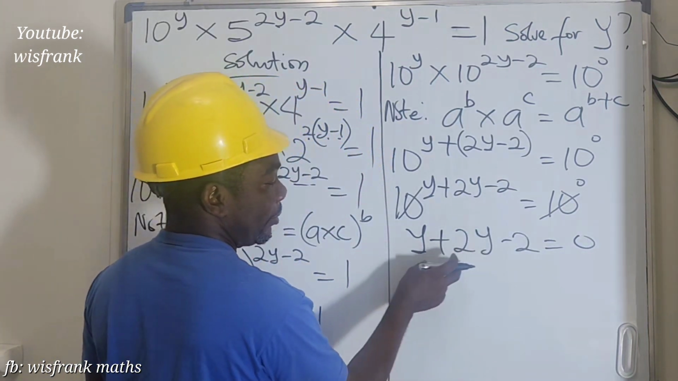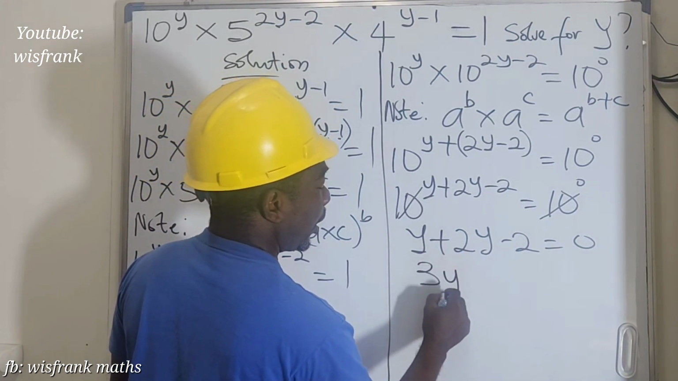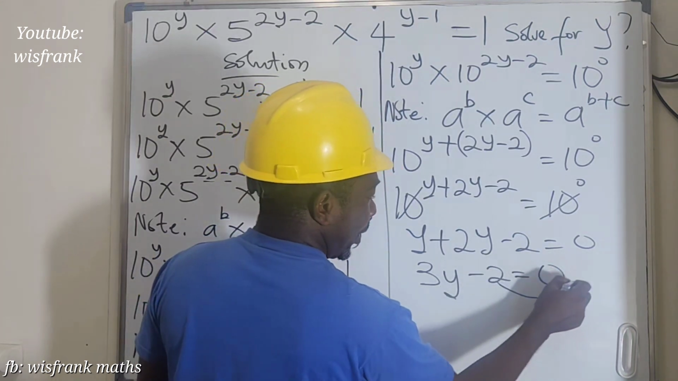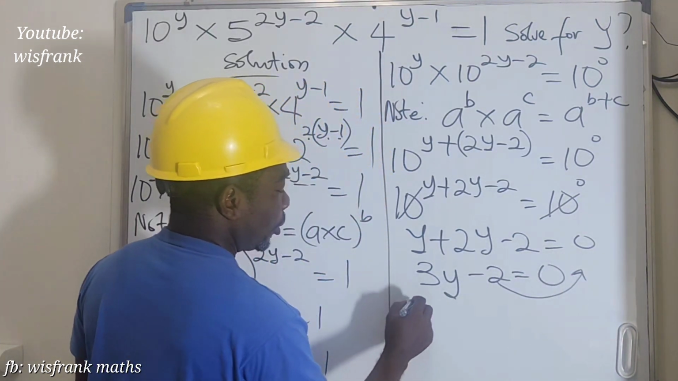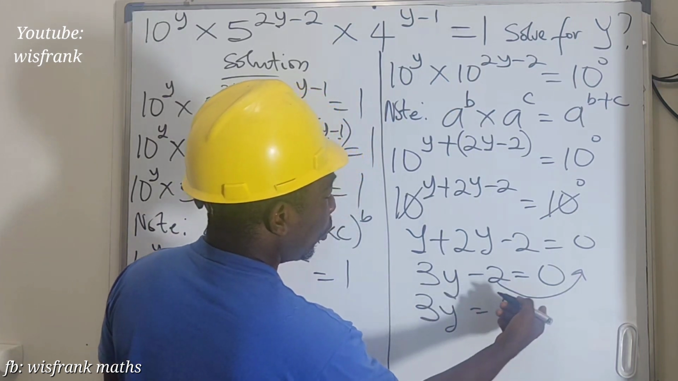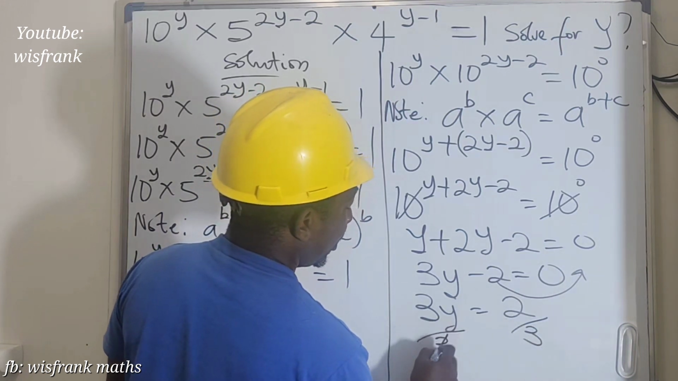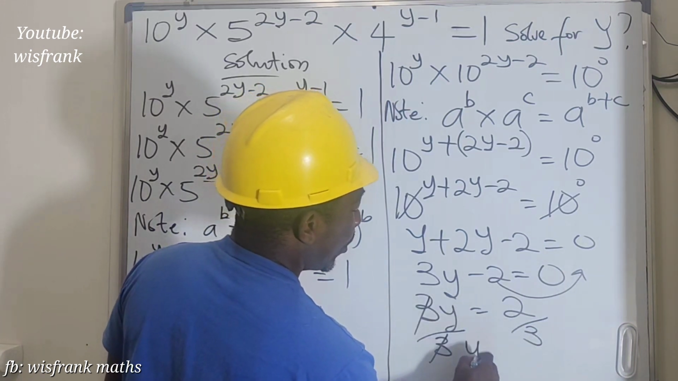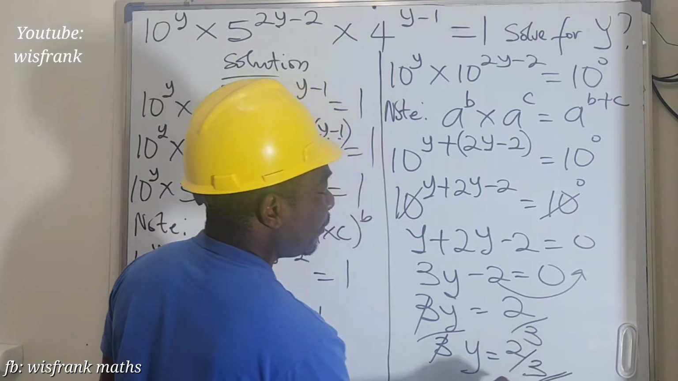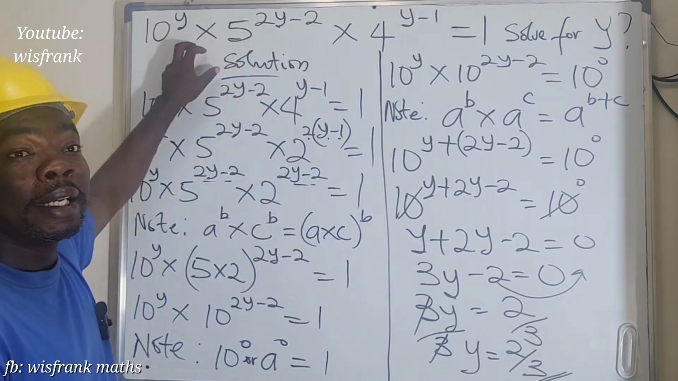Here we can collect like terms and add them. We have y plus 2y equals 3y, minus 2 equals 0. Minus 2 will be transposed to the other side and becomes plus, so we have 3y equals 2. We can divide all through by 3. So this one will cancel here. Therefore, our y equals 2 over 3. So this is the value of our y, which is 2 over 3, and it satisfies this expression.